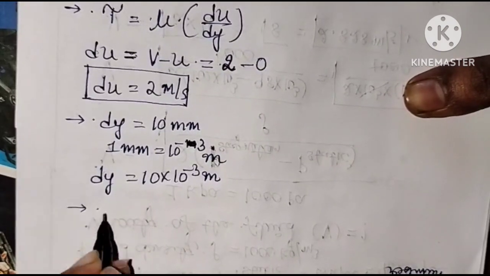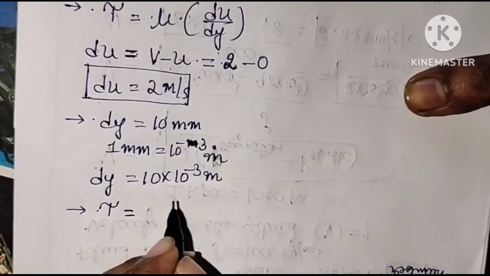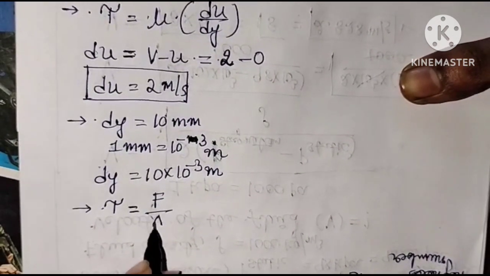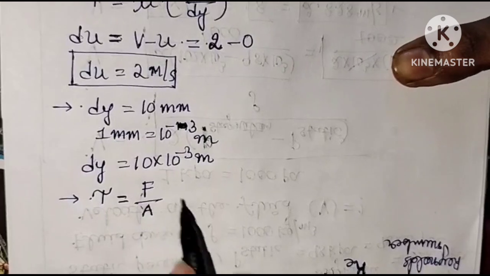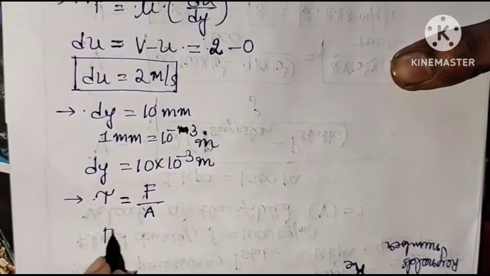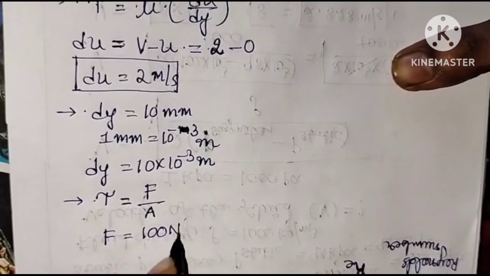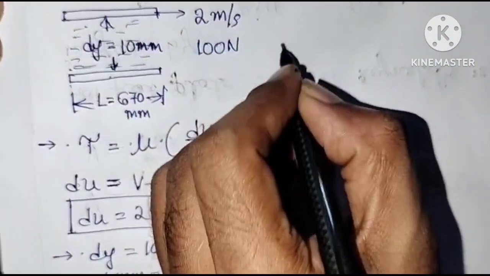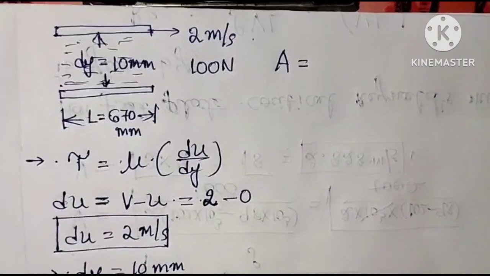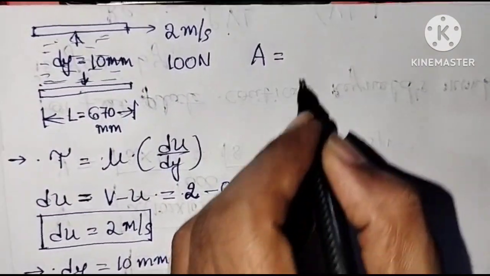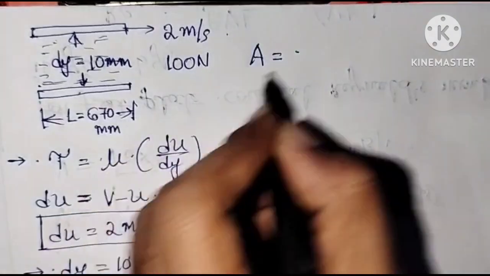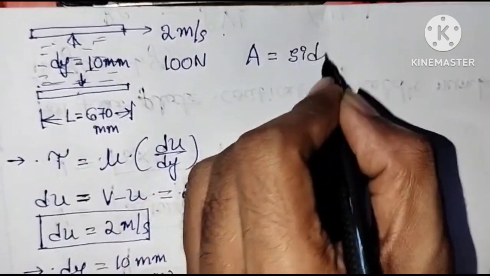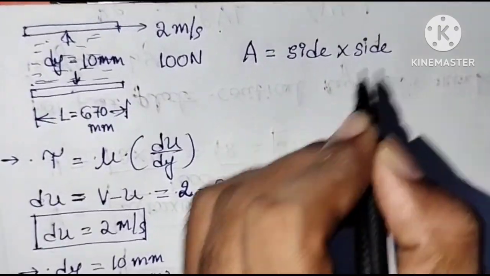Next, tau. What is tau? Tau means shear stress. Shear stress is equal to shear force by area. Here shear force F is 100 newtons, and for the shear area, the area of the plate, since they are square plates, area is equal to side into side. Each side is 670 mm.